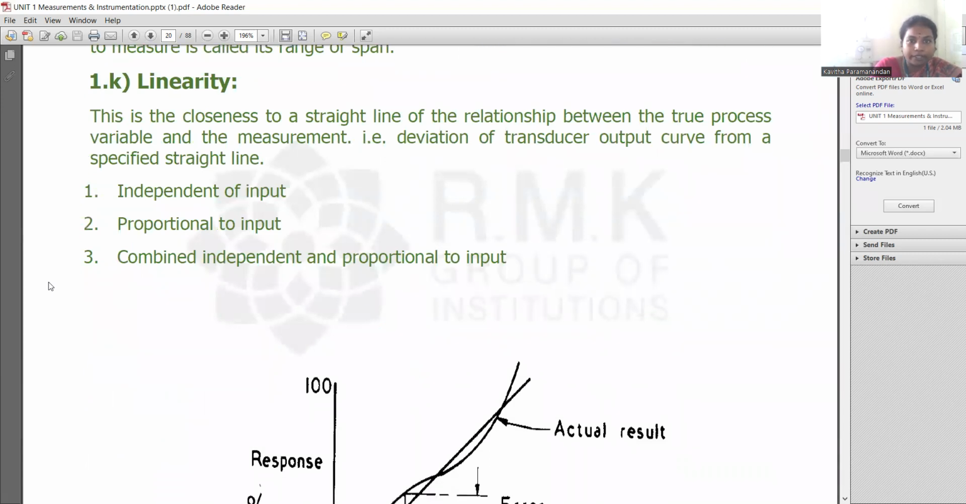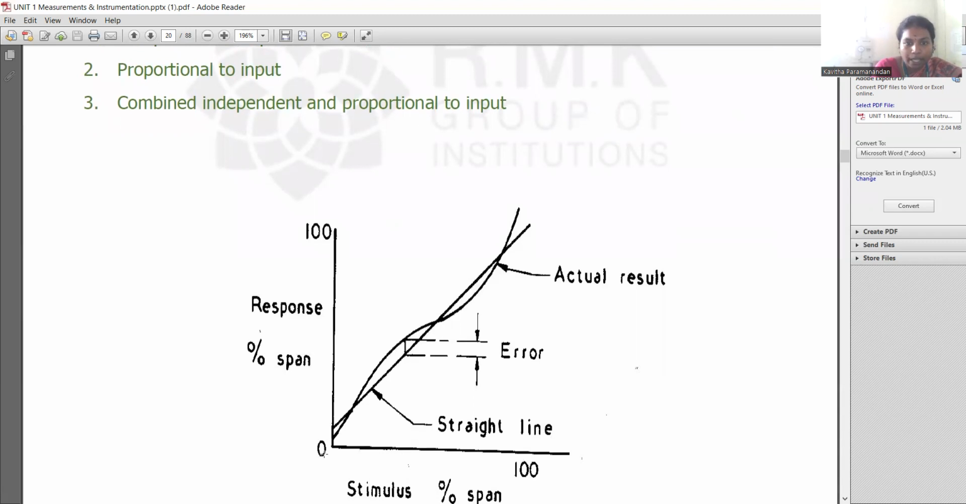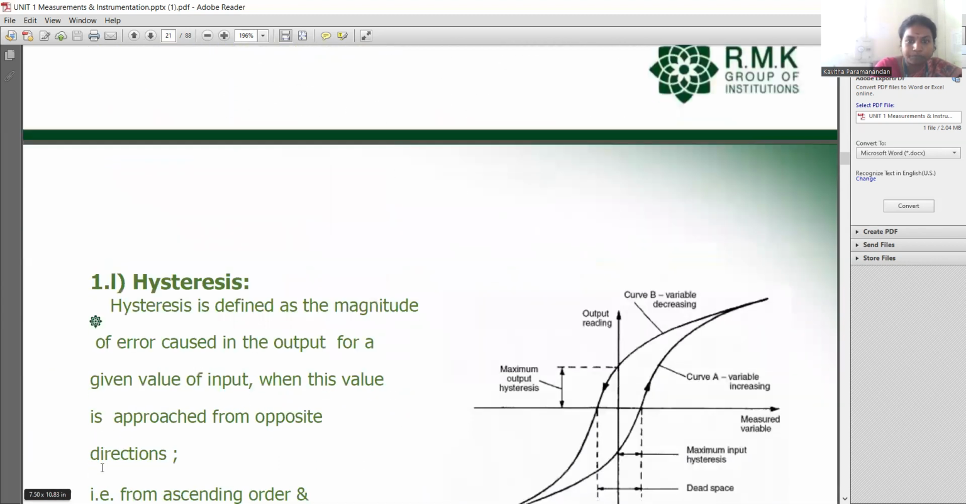In case of linearity, it is the relationship between the input and the output parameters. This is the actual result that has to be obtained. The square is the result that should be obtained from the measured values. But in case of linearity, this is the kind of graph. The straight line is the graph which we obtain from the measured values. So the difference between these two is going to produce the errors. That is the kind of response that we have received from the measured parameters.